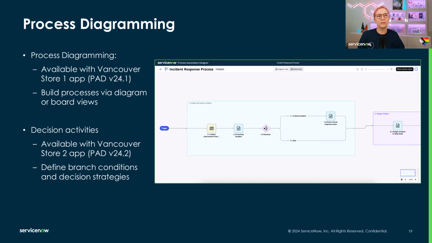Conditional stages or activities have been available more or less since the inception of Process Automation Designer, but we have gone one step further by adding a dedicated decision logic where we can define paths for our playbooks. This decision activity currently uses simple condition logic, but we're planning to incorporate decision tables natively in a future release.